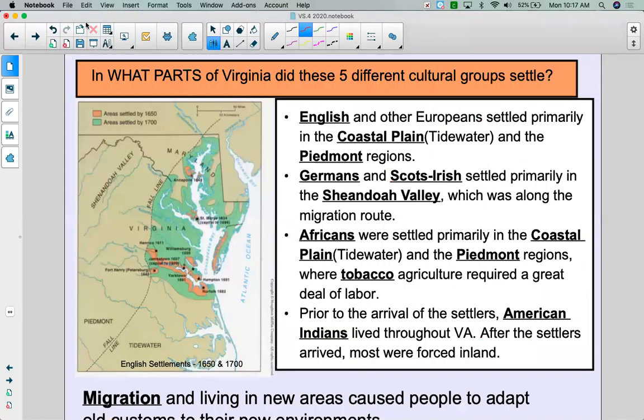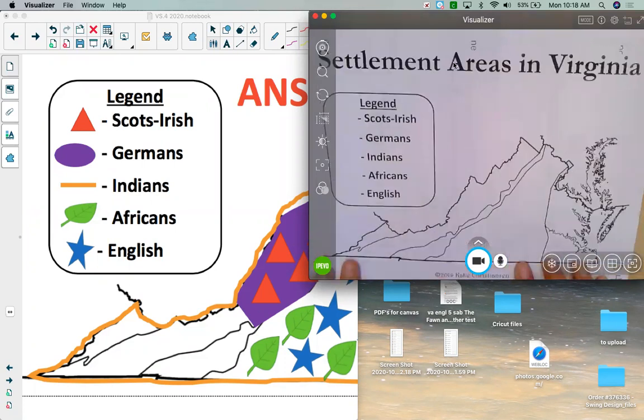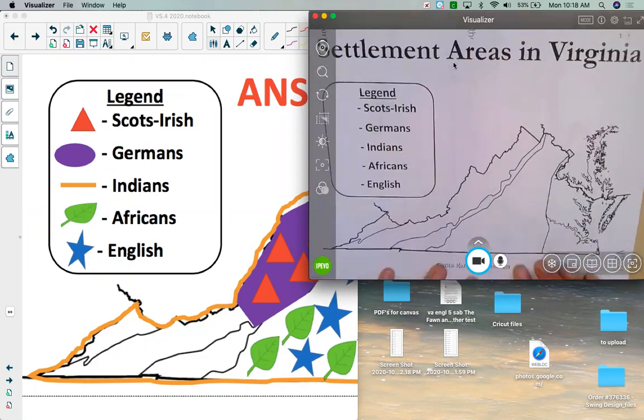All right, so boys and girls, here we are going to switch over to the document camera. Okay. All right, boys and girls, I have switched over to the document camera, and I want you to look at your map that looks like this. The title of this is Settlement Areas in Virginia.